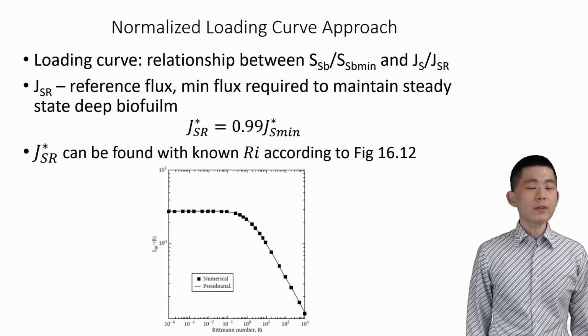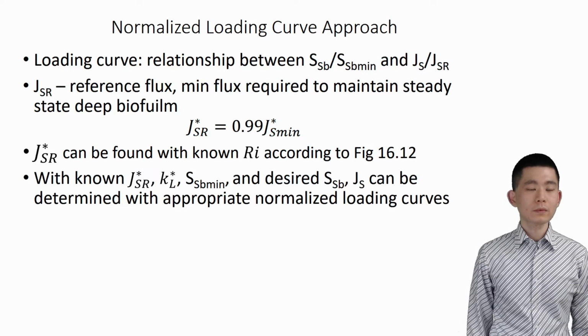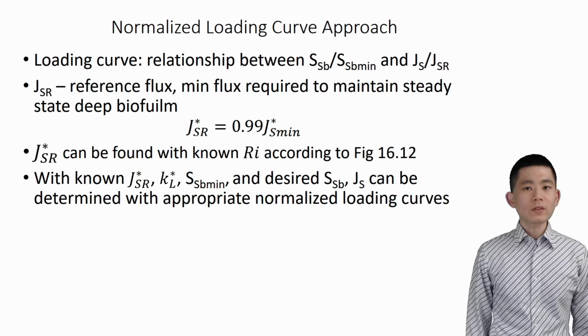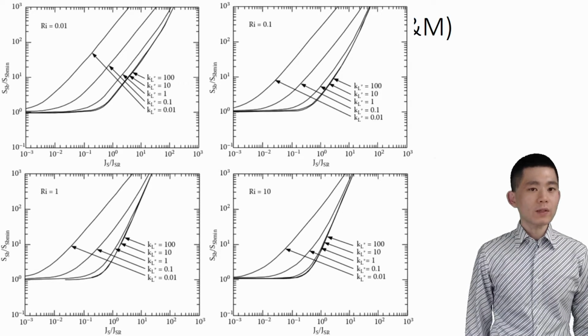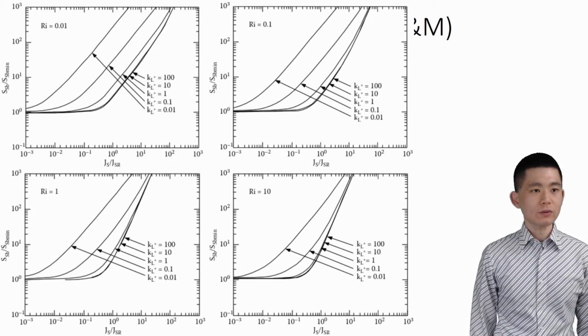We can find the dimensionless JsR, or JsR star, with the curve in figure 16.12. We also know the dimensionless mass transfer coefficient, S_sb min, and our design goal, S_sb. We can determine the flux Js according to the normalized loading curves. These figures are the normalized loading curves showing the relationship between S_sb over S_sb min and Js over JsR for different Reynolds numbers and KL star values.